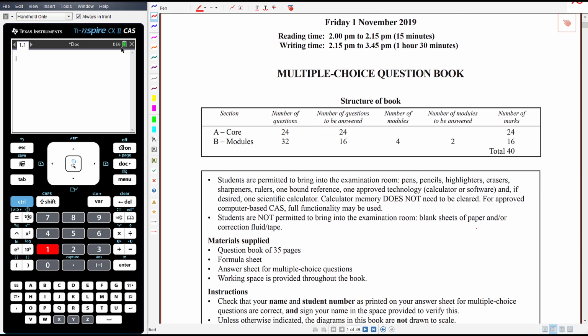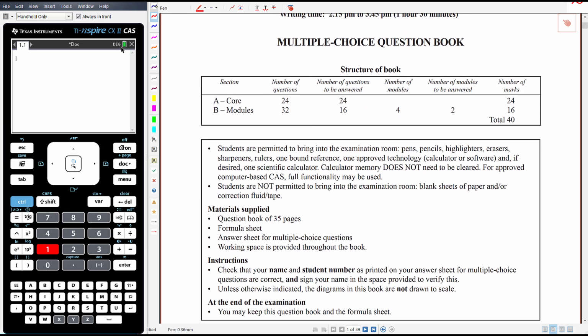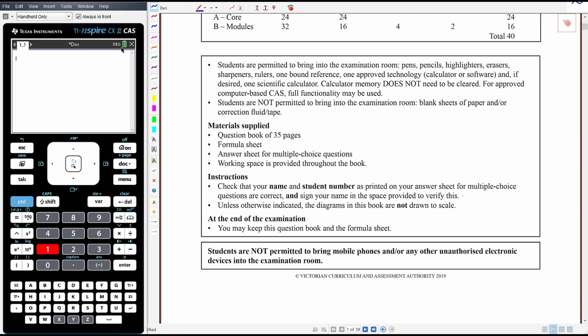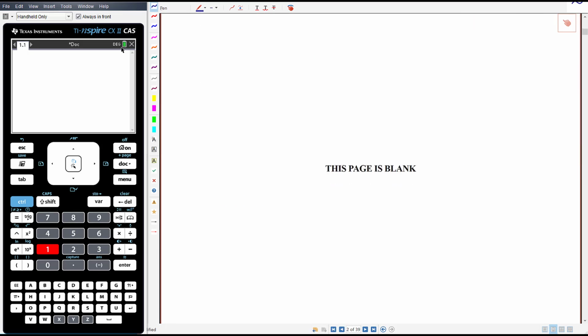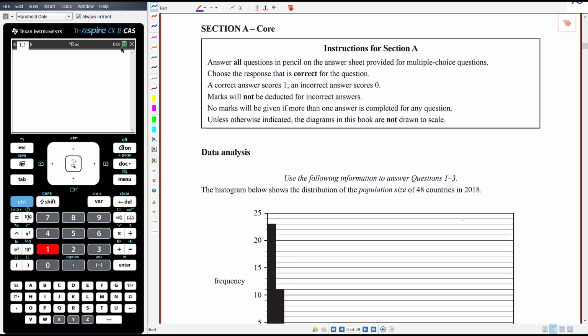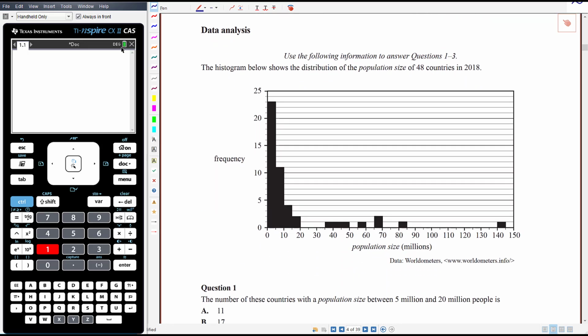The instructions on the cover page should be relatively familiar by this point. There's nothing overly surprising there. Exam 1 is a complete multiple choice exam. And so let's get started on those multiple choice. So data analysis first up. This should take you 36 minutes to complete the 16 data analysis multiple choice questions.